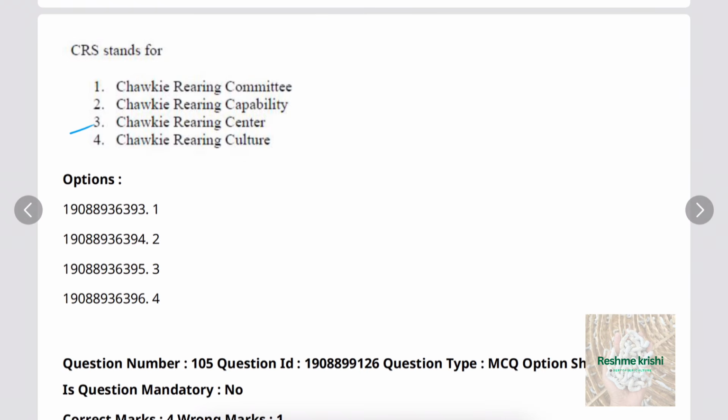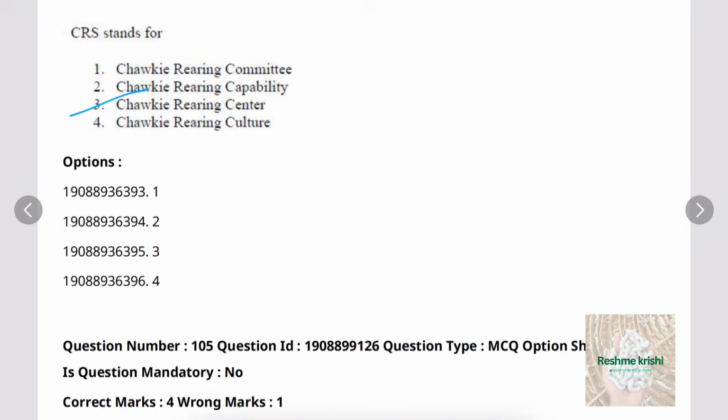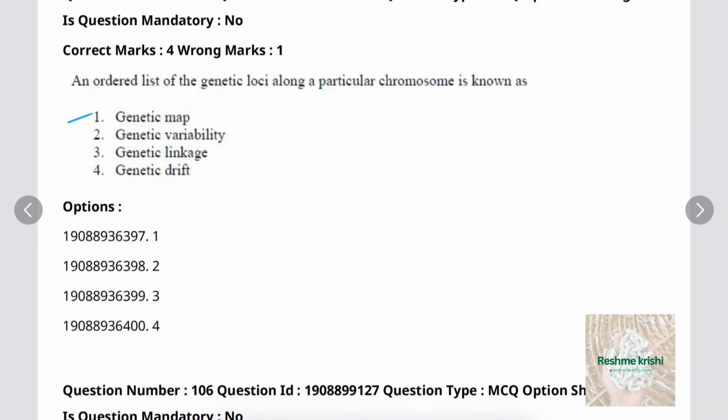Chawki rearing center, very much an easy question. Chawki rearing center, where is this? We need to see the option also sometimes. 3. An ordered list of genetic loci along a particular chromosome is known as, very much a straight question, genetic map.